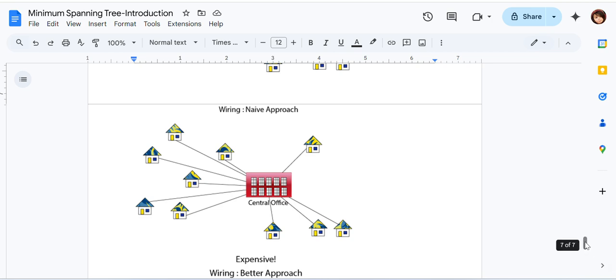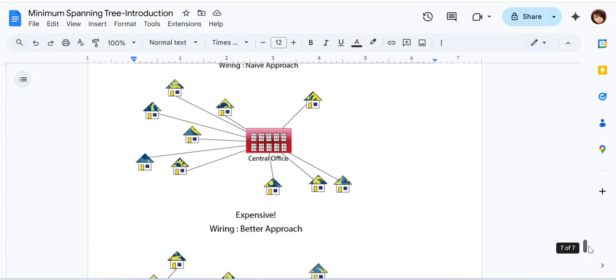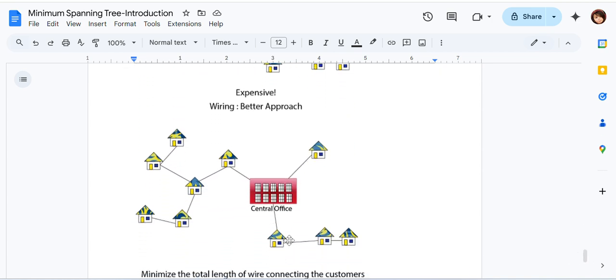So here we have the minimum spanning tree concept. You can see that from the central office we use only three direct wires, and we extend from this house onward. So the wires from the central office have been reduced. We are just linking the houses, clustering them actually. Now the length of the wire connecting the customers has been reduced. This is a real-time concept for the minimum spanning tree.